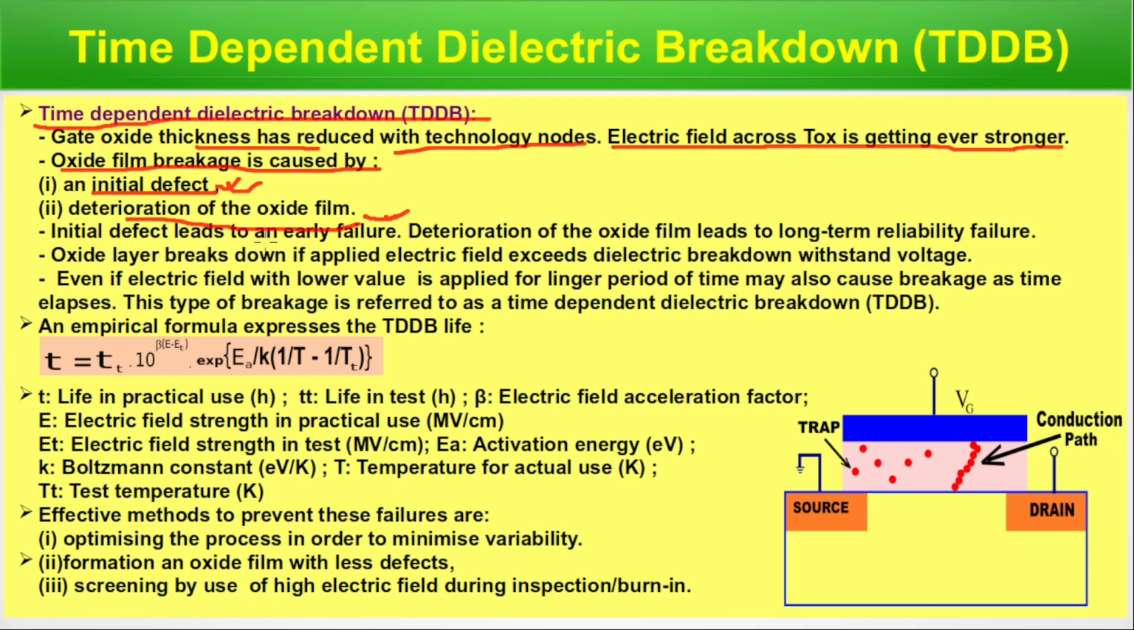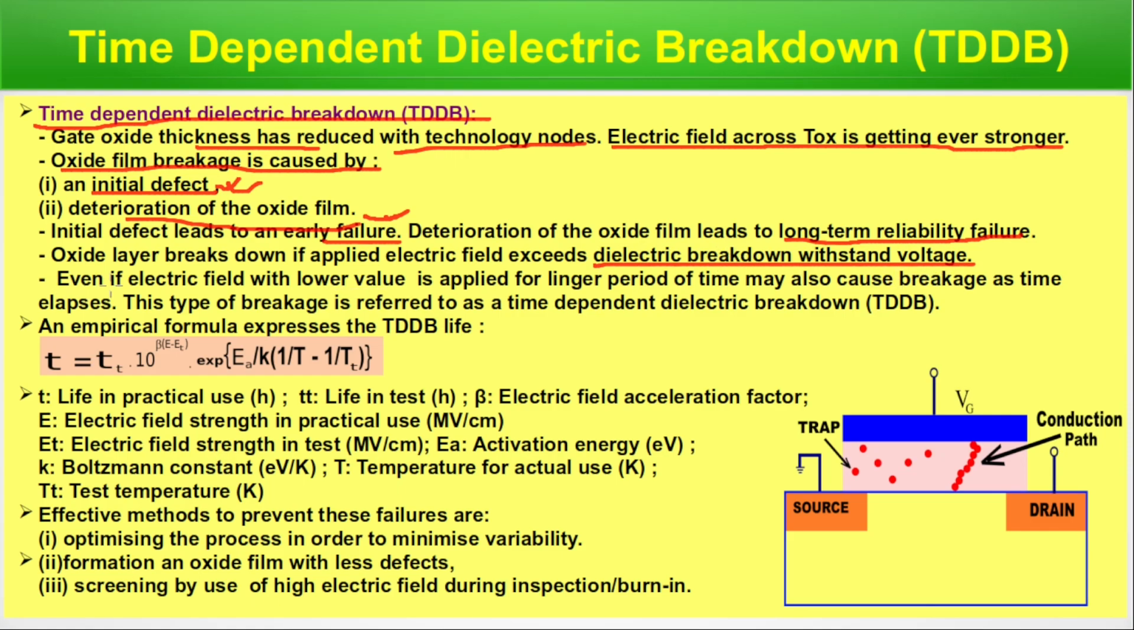Initial defect leads to an early failure. Early failure means the process of failure has got initiated from very early use. Now deterioration of the oxide film leads to long-term reliability failure. That is, gradually the oxide film or oxide layer is getting deteriorated and its performance is degraded, and finally reliability failure occurs. Oxide layer breakdown occurs if the applied electric field exceeds the dielectric breakdown withstand voltage. If we apply for any oxide layer a field which exceeds the breakdown withstand voltage, it will break down.